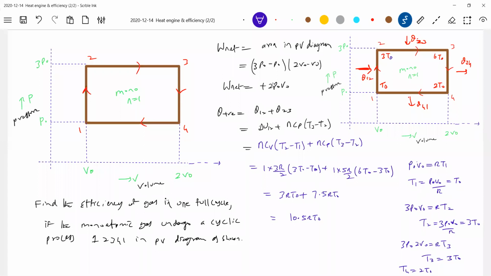But R T naught, what can you write? R T naught is P naught V naught. So this is 10.5 P naught V naught. Okay, able to understand now? So what is efficiency? How do we define efficiency? Net work done by Q positive. Net work done to 10.5 P naught V naught. Let me keep it this way only: 21 by 2. This will be better, no?